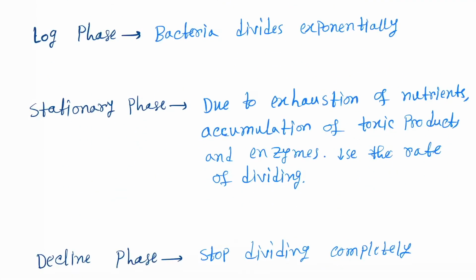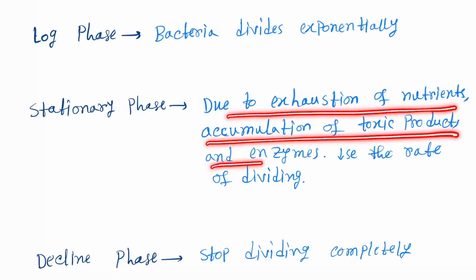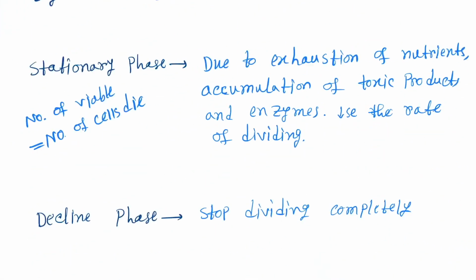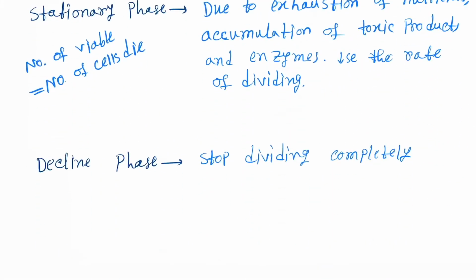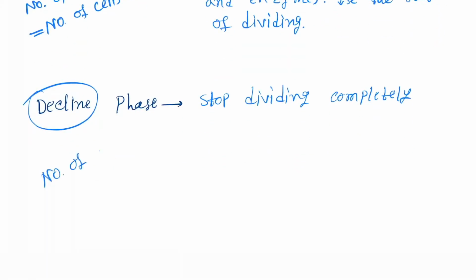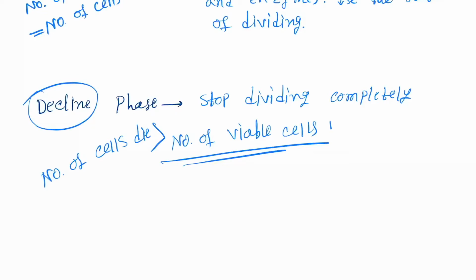Next is stationary phase. Here, due to exhaustion of nutrients and accumulation of toxic products, enzymes decrease the rate of dividing. So here, the number of viable cells is equal to the number of cells that die. But when the stationary phase continues, then it stops dividing, which is the decline phase. Here, the number of cells that die is greater than the number of viable cells, or you can say the number of viable cells gets decreased. You can also say this.